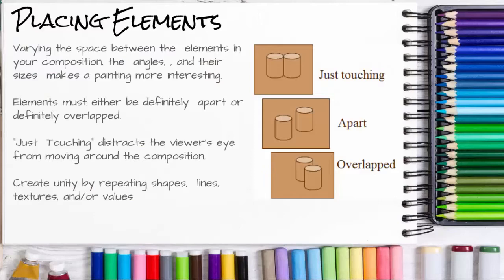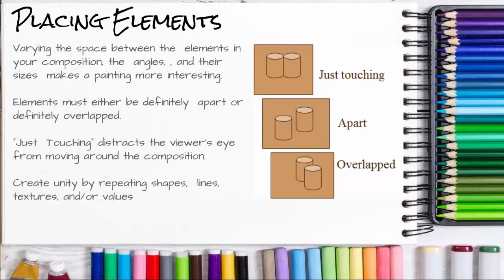Placing things is also a way that you can make your compositions better. So varying the space between the elements of your composition, angles and sizes can make it more interesting. This is the element of art or the principle of design, variety. Elements must either be definitely apart or definitely overlapped. If you have them just touching, it kind of distracts from what you're supposed to be looking at. So overlapping helps, rather than just touching.